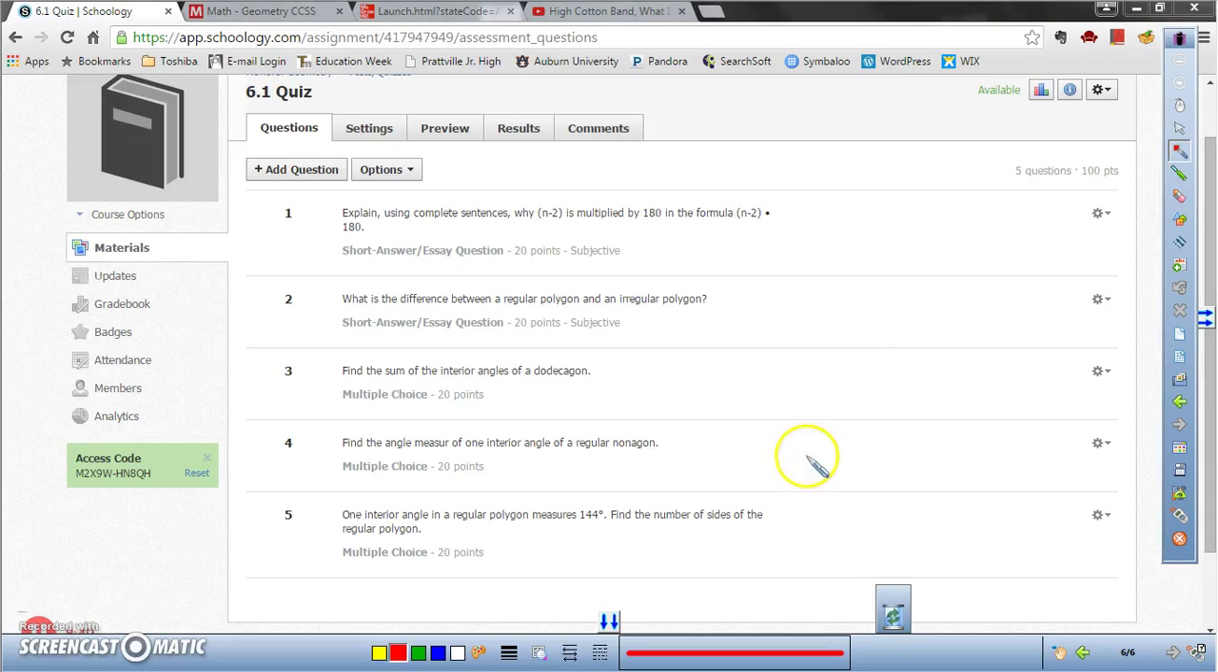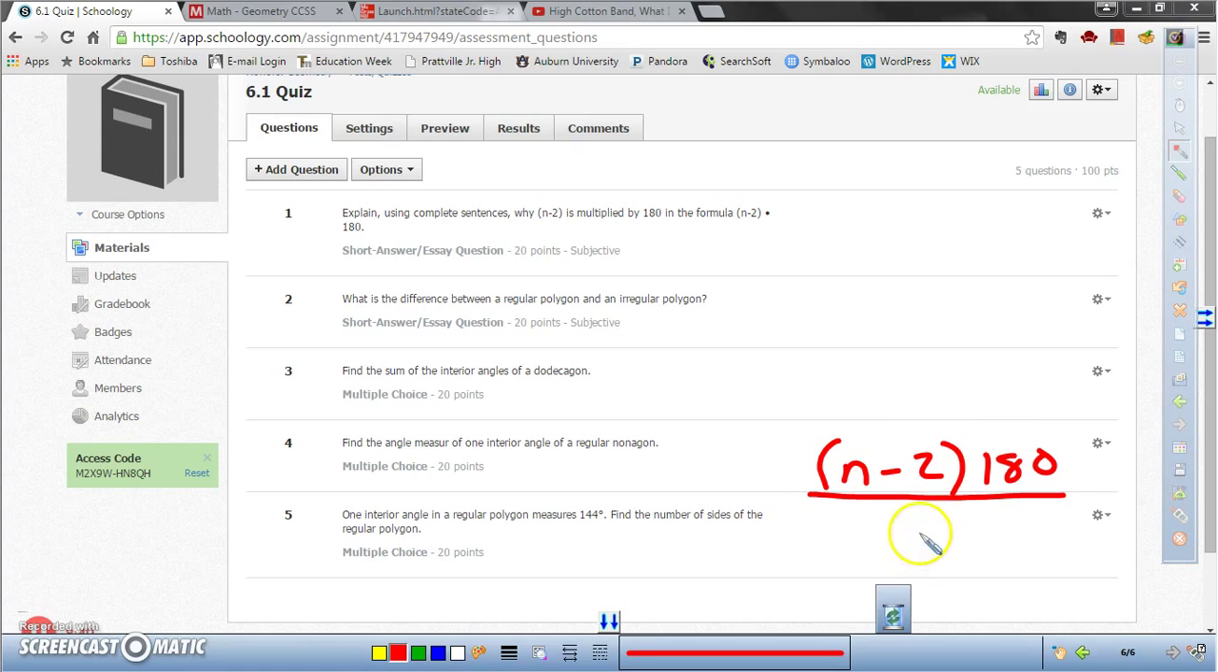Before, I had n minus 2 times 180 to get the sum, and then I divided that by how many sides there were to get my one interior angle measure. I found the sum, divided it by 9, that gave me my 140. If I do that here, I already know what the answer is going to be. It's going to be 144 degrees. They told me that the one interior angle measure is 144, and this is what I did to find that in the previous problem.